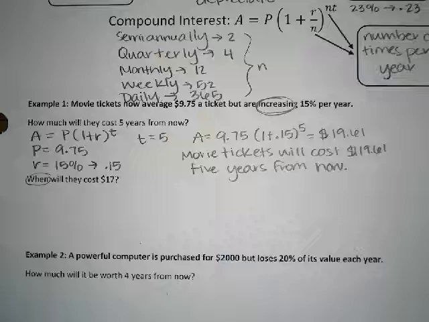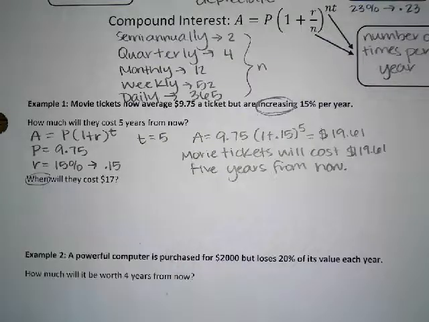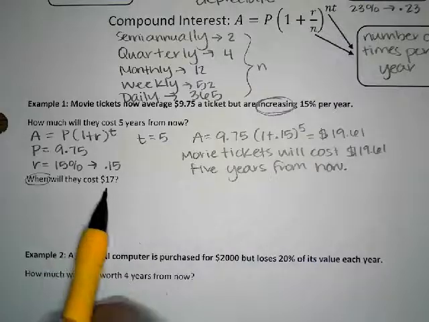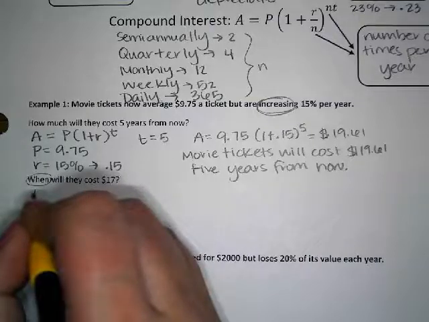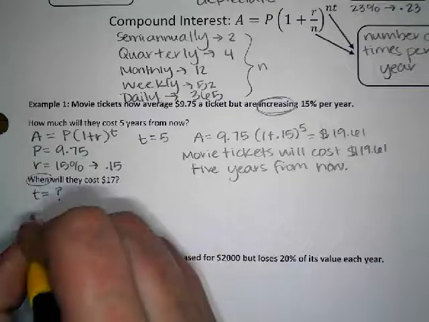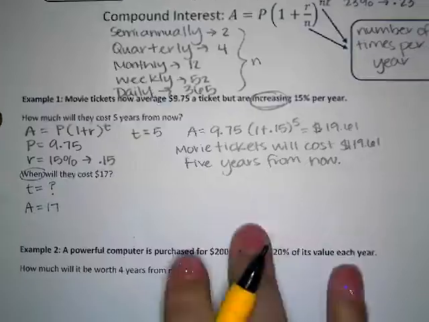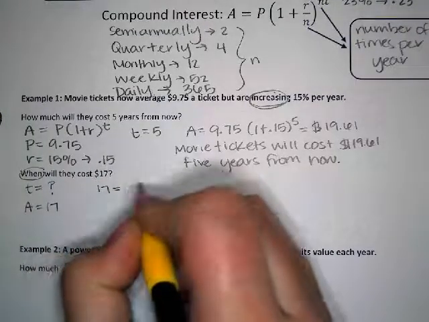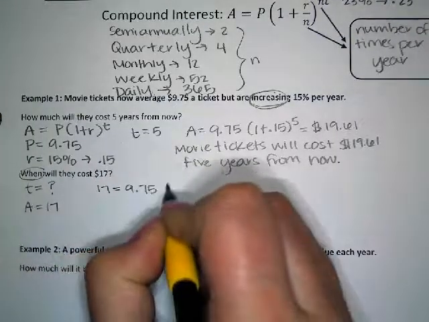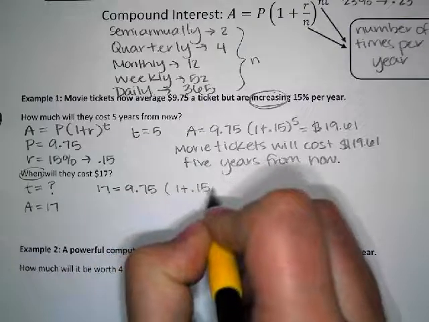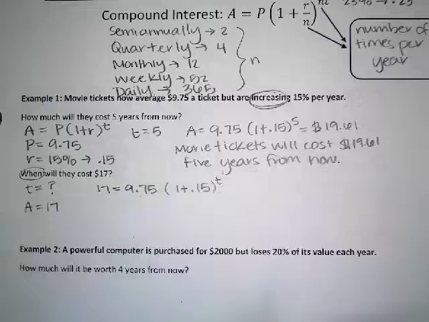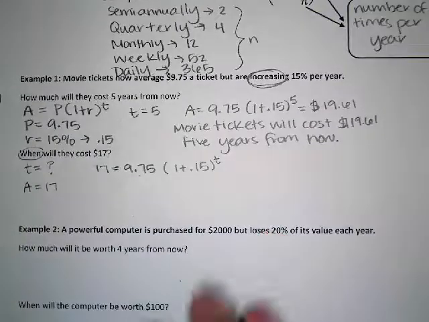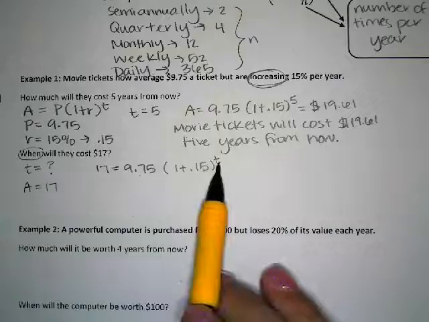We no longer know that it's 5 years. Now we don't know the time. And now we do know that the final amount is $17. Okay? So we're going to change the t to be a question mark. We're going to change the final amount to $17. So 17 equals 9.75, but everything else stays the same. So same starting amount, same rate, but now we don't know the time. So it became a Math 3 question because this is where we are solving an exponential equation.